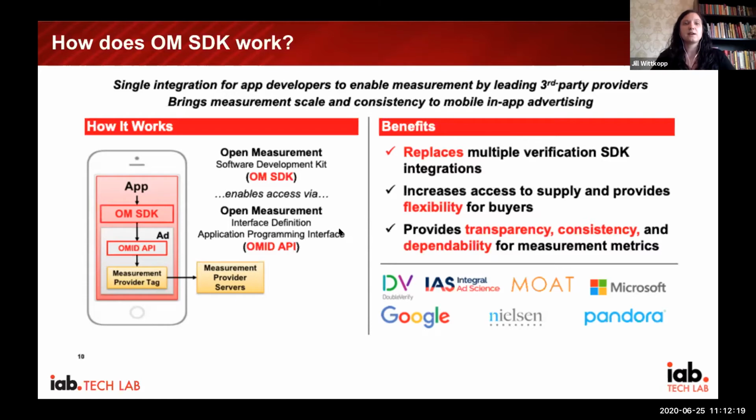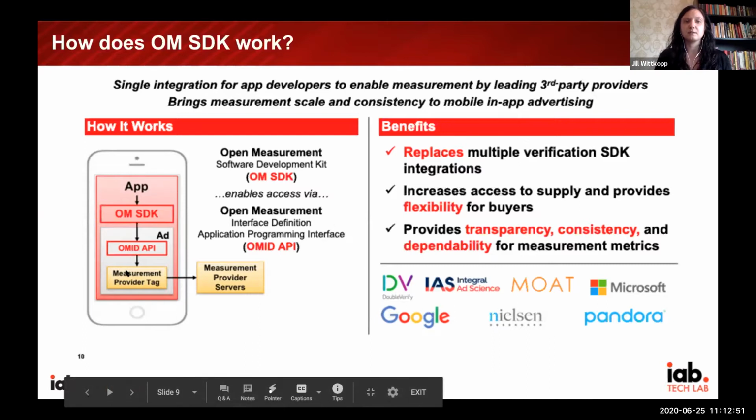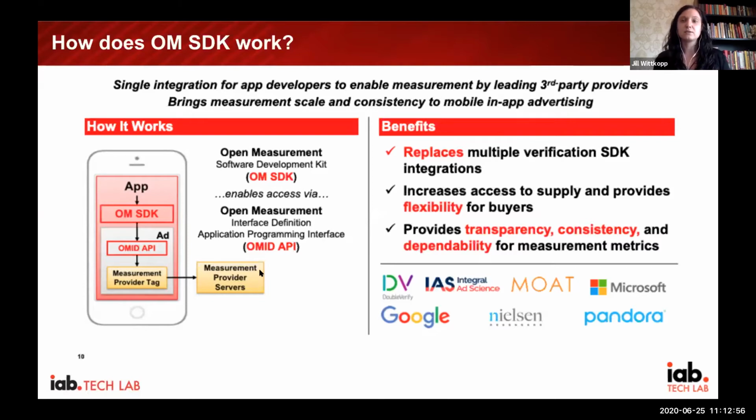And this is just an overview on the left here of how the SDK works from an app perspective. So you have the mobile app, and then you have the Open Measurement SDK, which calls what is called the OMID API. And that's the Open Measurement Interface Definition. And that is really just the most standardized set of events that are shared via the measurement provider tags in the ad creative. And those tags still send that data to the measurement provider servers, and you're able to get your verification, your measurement reports.